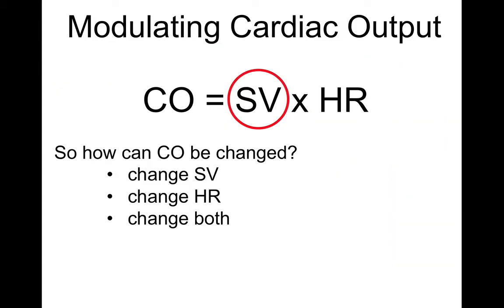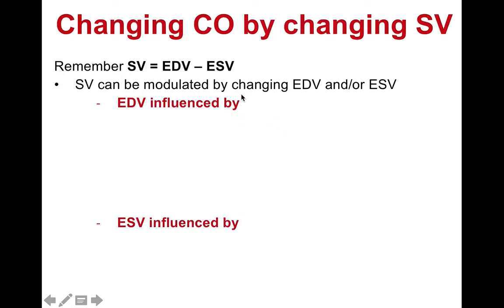So we've already looked at the heart affecting cardiac output. Let's look at ways to modulate cardiac output by modulating stroke volume. Stroke volume is determined by end diastolic volume minus end systolic volume. So obviously if we want to change stroke volume, we can change either end diastolic volume or end systolic volume. Remember what each of these are. End diastolic volume is the amount of blood in the ventricle at the start of each heartbeat.